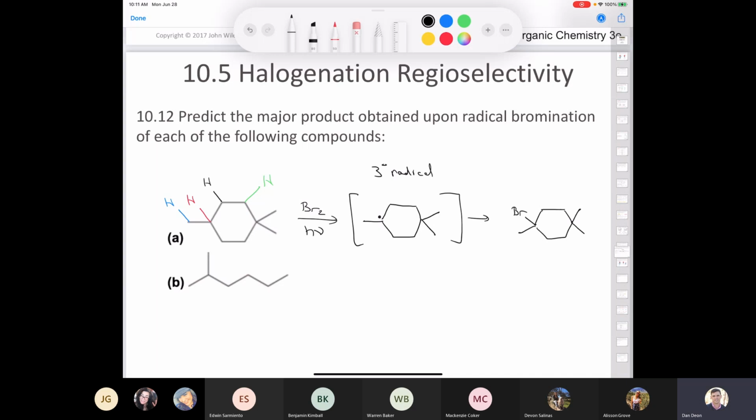Okay. Next one, I bet you can all see right away that you're going to get the halogenation occurring here. The only place where we have a tertiary carbon, and that would be 100% correct in assuming that. So bromine and light, and you would end up with this. Oops, I'm missing a carbon. And you end up with the bromine here.